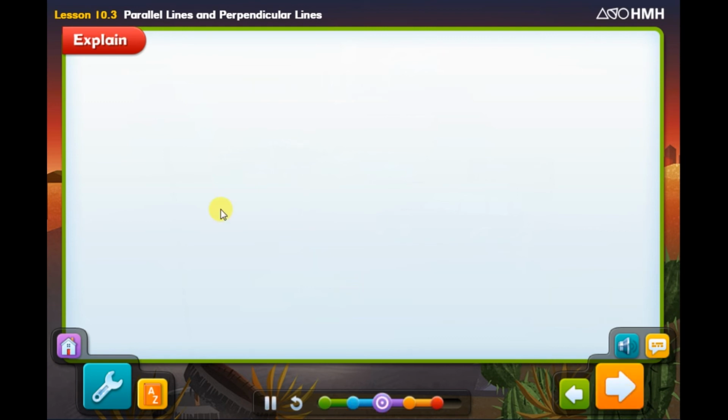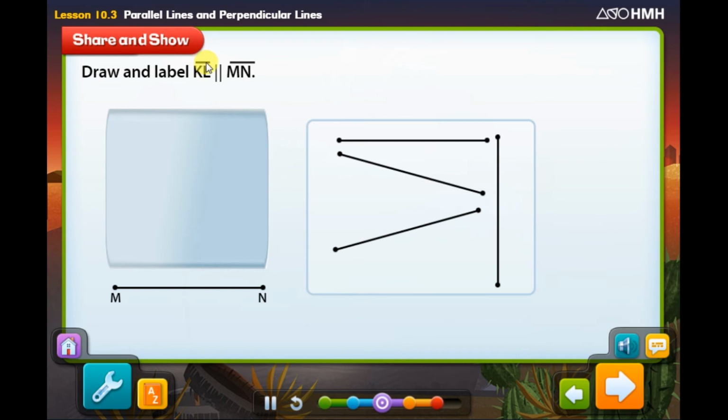Show a pair of parallel line segments. Parallel line segments are parts of parallel lines. Draw and label segment KL parallel to segment MN. Which line segment would be parallel to segment MN? Drag the correct line segment to the area above segment MN. Remember, parallel lines don't intersect. Okay, remember again that a line segment has two endpoints, right? No arrows in it. And parallel lines never intersect or never meet.